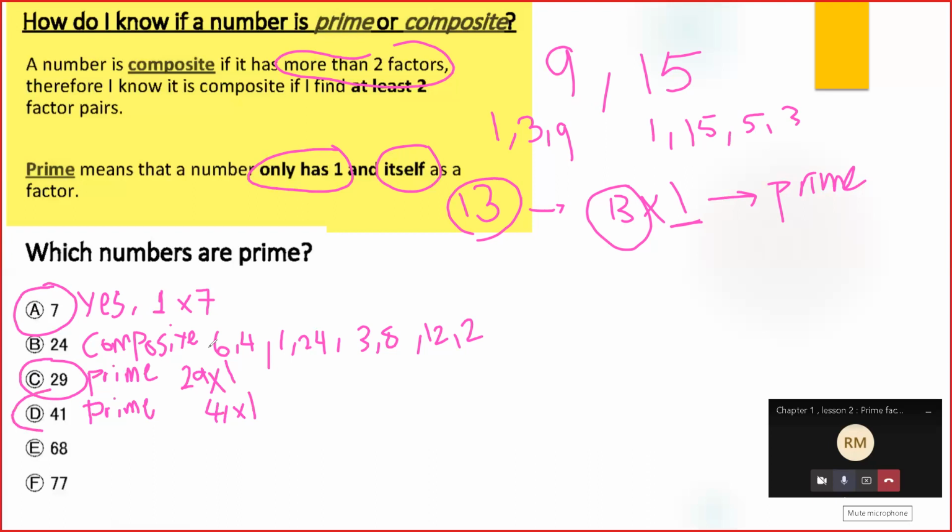So what about 68 now? Miss, what page is this? Miss, this is not in your book. This is an introduction to our lesson.